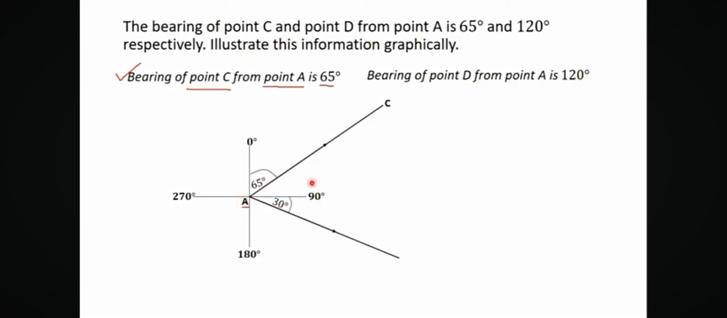So it means that if you want to get the second bearing, that's the bearing of point D from point A, you have to measure 30 degrees from 90 degrees in the clockwise direction. So you measure 30 degrees from 90 degrees, then you draw the line. So once again, we have our starting point A. We have the angle 120 degrees drawn. Then our ending point is point D.